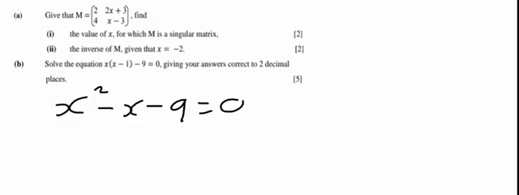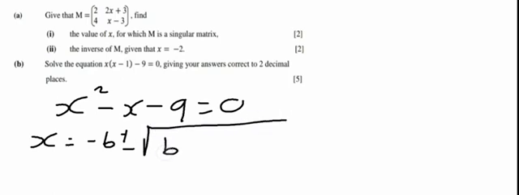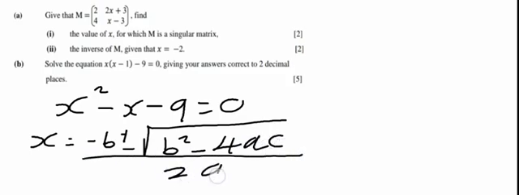From there now, let's try to use the formula. So the formula is x is equal to negative b plus or minus the square root of b squared minus 4ac, all over 2a. So now since the value of a here is 1, the value of b is negative 1, then the value of c is negative 9. So let's replace now.